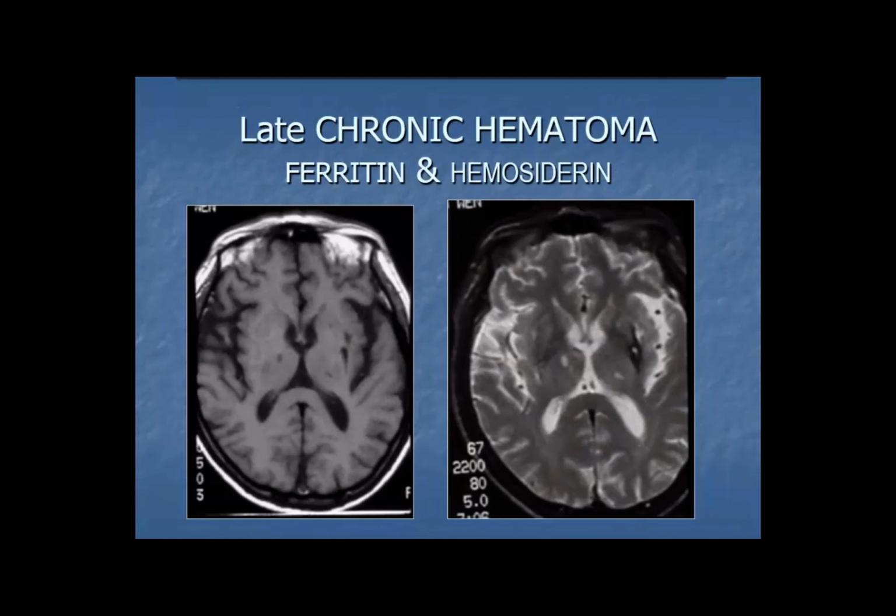The late chronic hematoma, with ferritin and hemosiderin. On T1 weighted image it is a hypointense lesion, and on T2 weighted image we can find a very black signal. This rim is the hemosiderin rim.